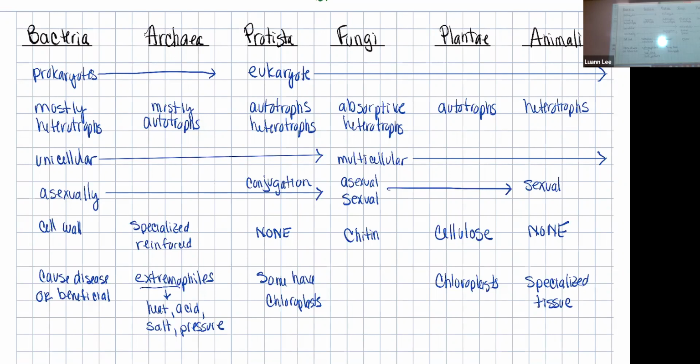And then animals are pretty familiar with our characteristics. We can't make our own food. I don't know if I would like that or not, to be able to go outside and stand in the sun and not have to eat lunch. I like to eat too much.